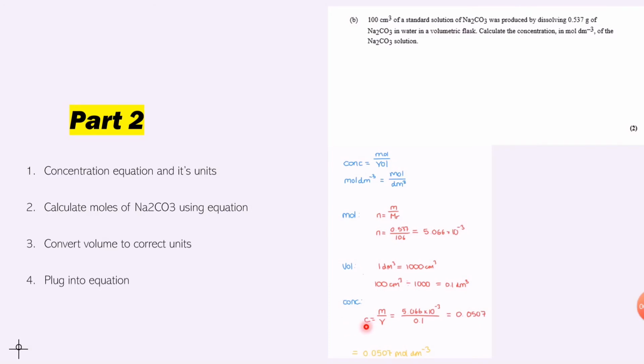And then we just need to plug both of the values that we found into the equation. So our concentration is the moles over the volume that we've calculated, getting us 0.0507 moles per decimeter cubed, and that is the concentration of our standard solution, and this would get us our 2 marks.